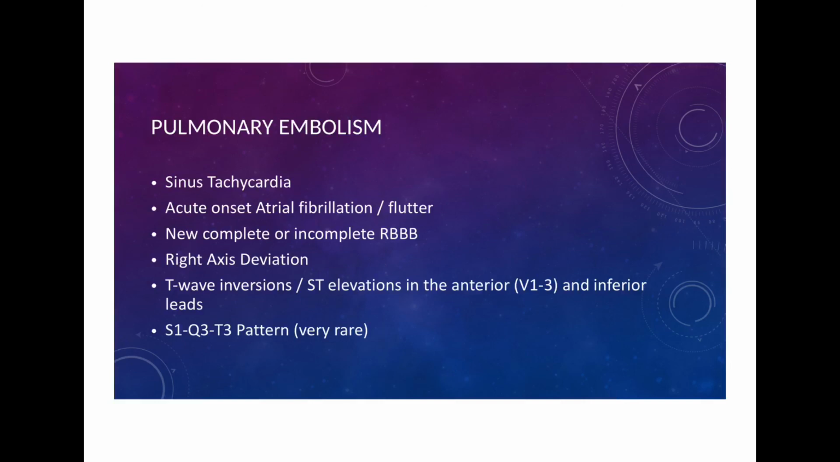A lot of patients who present with new onset atrial fibrillation or flutter also have PEs. You're going to look for a new complete or incomplete right bundle, right axis deviation, T-wave inversions in the anterior or inferior leads, and the much talked about S1, Q3, T3 pattern.